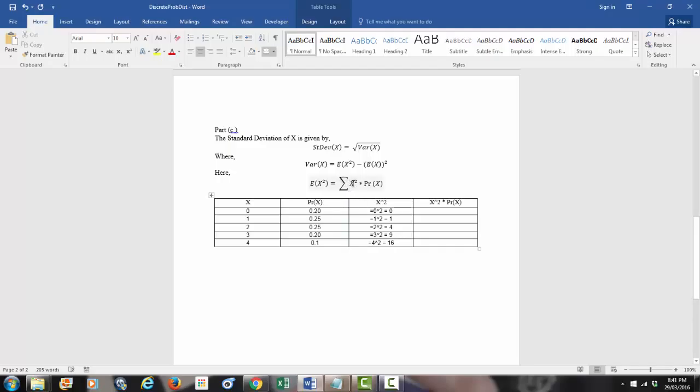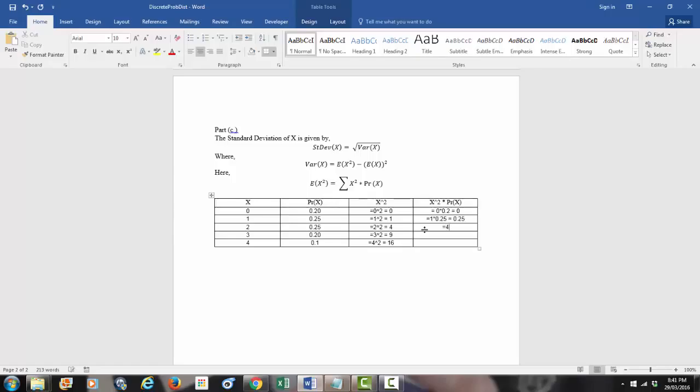So now we've done this component of the formula, we now need to do this multiplied by this. So we'll do this in the next column. So it's going to be 0 multiplied by that, 1 multiplied by that, and so on. So 0 multiplied by 0.2, which is equal to 0. We then have 1 multiplied by 0.25, which is 0.25.